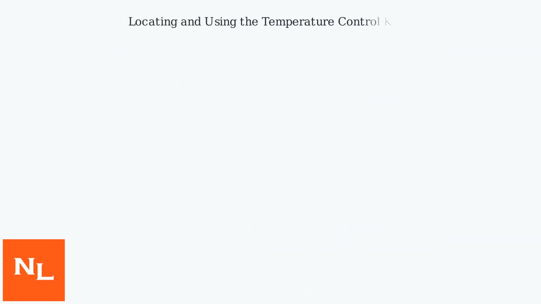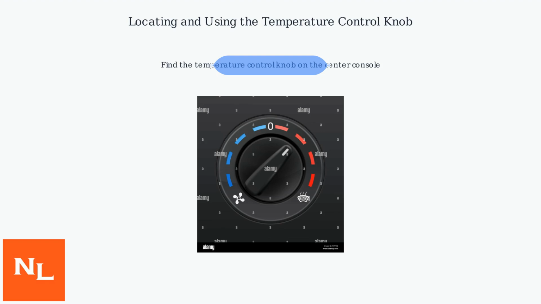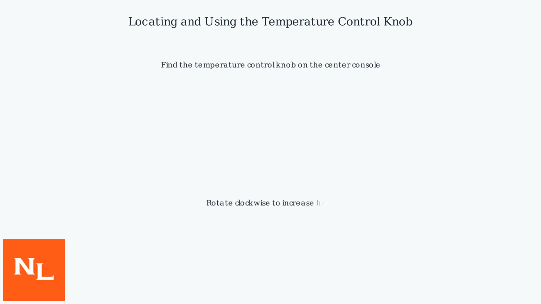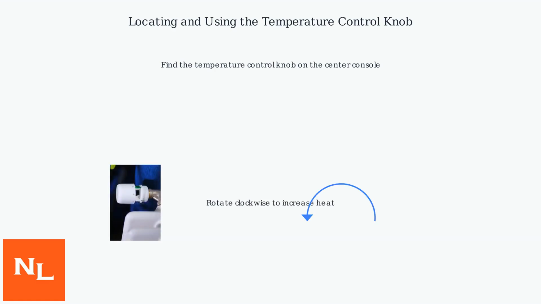The temperature control knob is located on the center console of your Chevrolet TRAX. This rotary dial adjusts the blend door to mix hot and cold air from the heater core and evaporator. To increase heat, rotate the knob clockwise. This directs more warm air from the engine coolant through the heater core into the cabin.